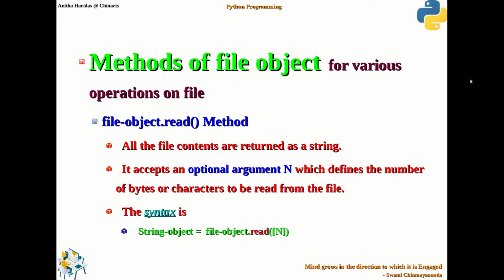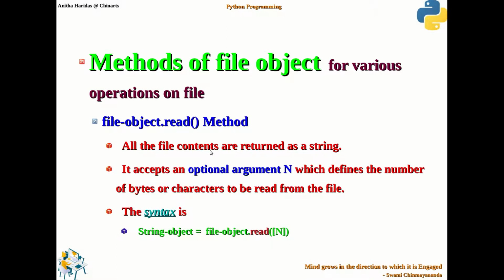So the very first method that we are going to discuss is the read method. Obviously, once you open a file, you want to read the contents of your file. So you can use the read method. If you use the read method, all the file contents will be returned as a string, right? This is very interesting. So the entire content of the file will be returned as a single string, and this method also accepts an optional argument, right? You can have an optional argument n that will define how many characters you want to read from the file.